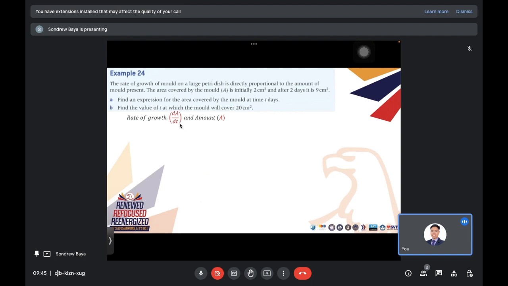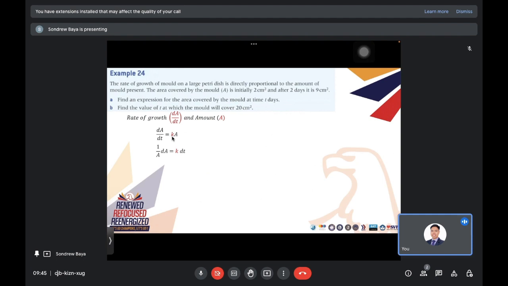So from here alone, we can now create an equation dA over dt, the dependent quantity, equal to the constant k times A. Again, this is a direct proportional relationship. That's why we have this particular equation. I cannot review this one already, so recall your notes or your topics on direct proportion. All right.